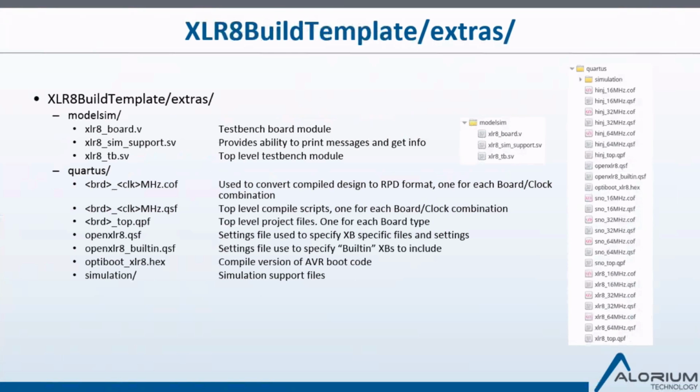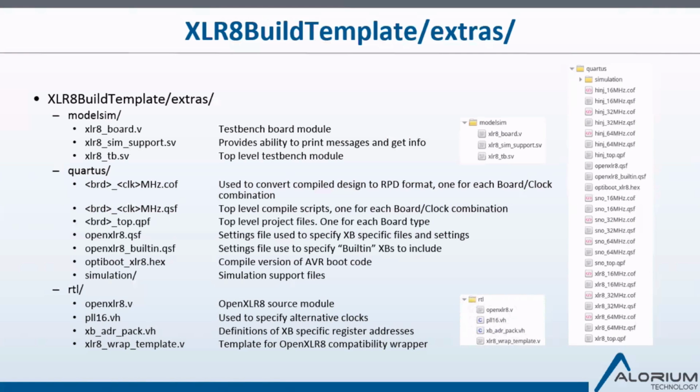And you can see on the listing over on the right here, there's quite a bit more files there than I list here. That's because we support 3 different boards and 3 different clock rates. And so there's some multiplication here of files to support all those different combinations. And then in the RTL directory, we've got a few files there that are templates or support files for building the OpenXLR8. Just to highlight a couple of these files that are either going to be edited by us or are important to know about.